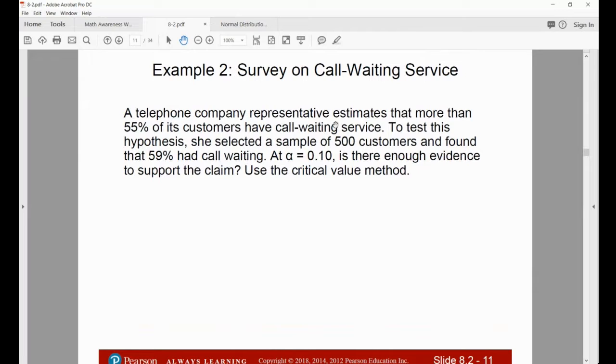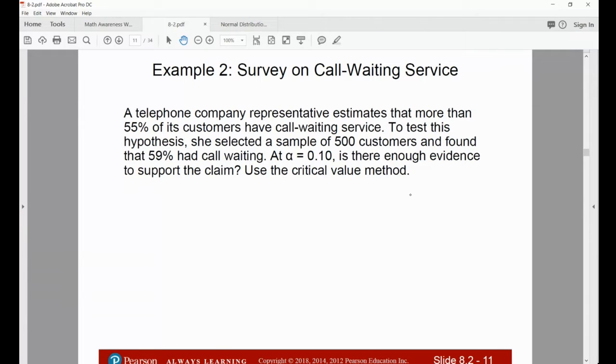So we have that a telephone company representative estimates that more than 55% of its customers have call waiting service. To test this hypothesis, she selected a sample of 500 customers and found that 59% had call waiting. At alpha equals 0.10, is there enough evidence to support the claim? Use the critical value method.